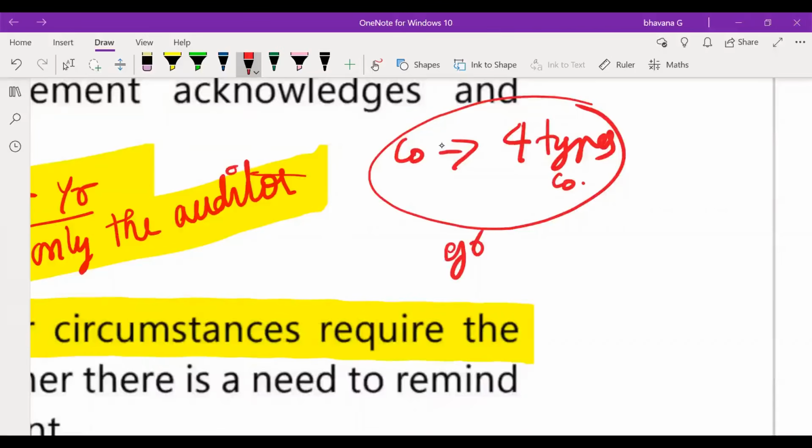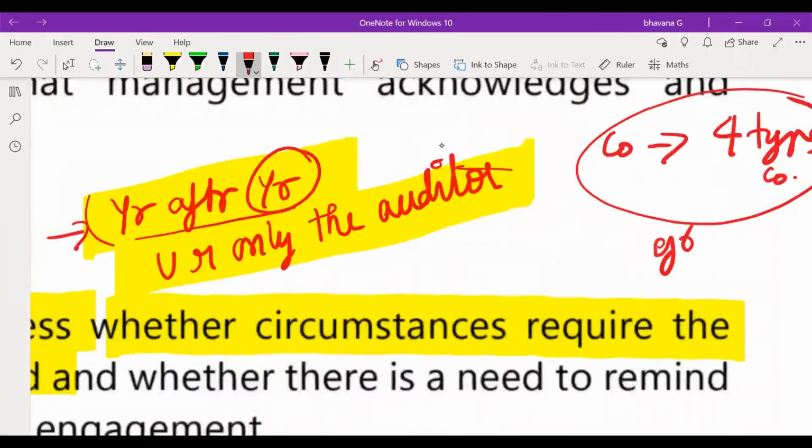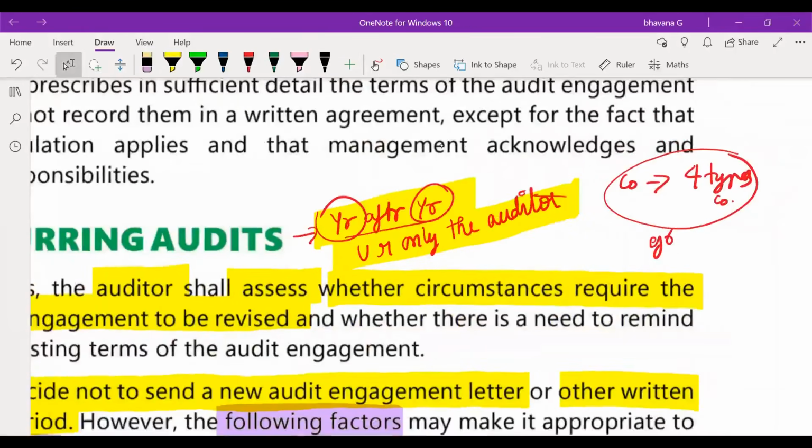So keep that difference in mind: only for those 4 types of companies is the rotation period, the 5-year or 10-year tenure, applicable. For other companies there is no 5 or 10-year tenure. In such a case, can the auditor be changed year after year? Can it be changed? Yes or no? Yes, very good. In such a case the auditor can be changed year after year. I hope that clarity is there with you now.